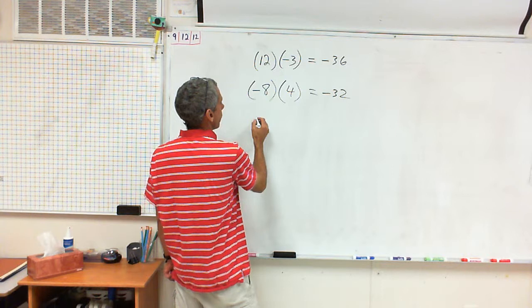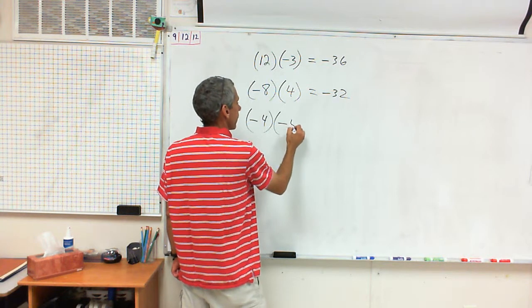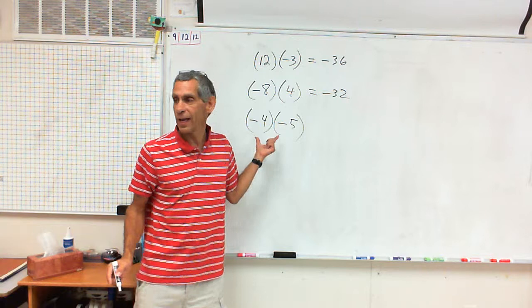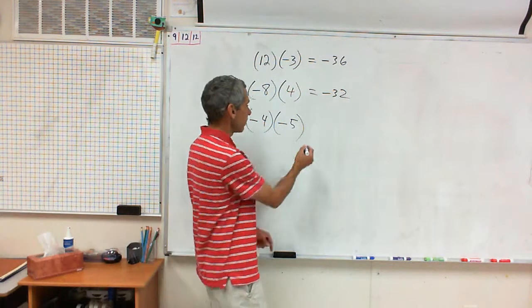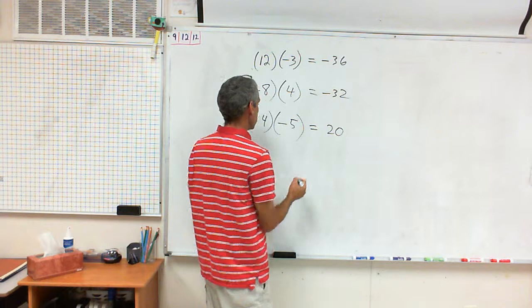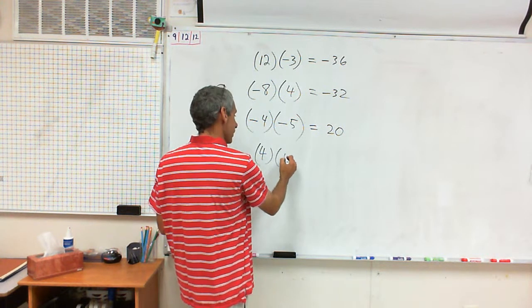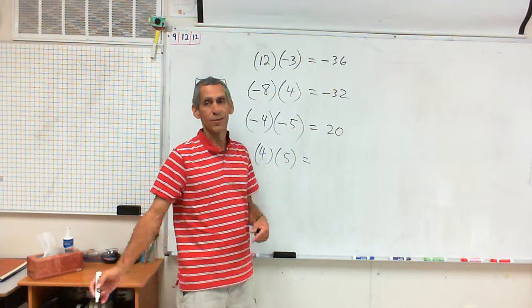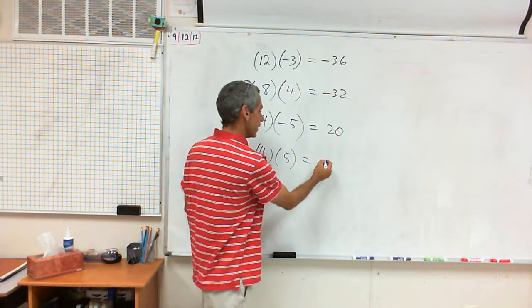Let's say we have negative 4 times negative 5. Ooh, the signs are the same. So it's going to be positive. Got to be positive 20. But what if we had positive 4 times positive 5? The signs are the same again, so it's going to be positive 20 again.